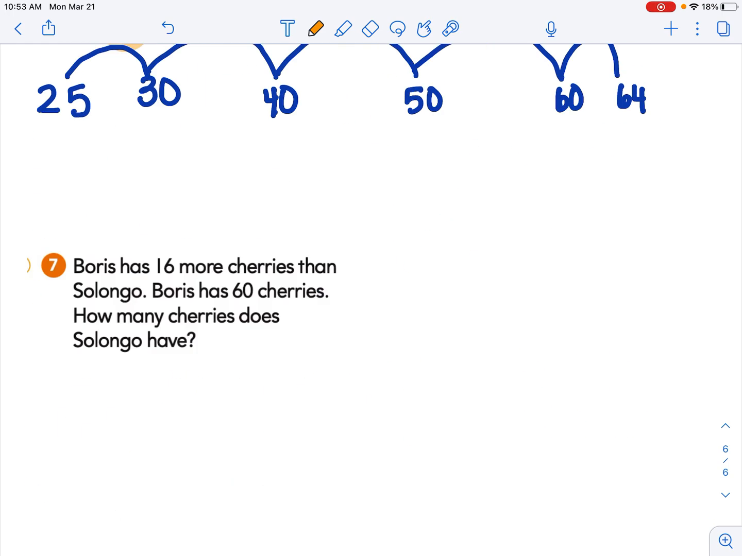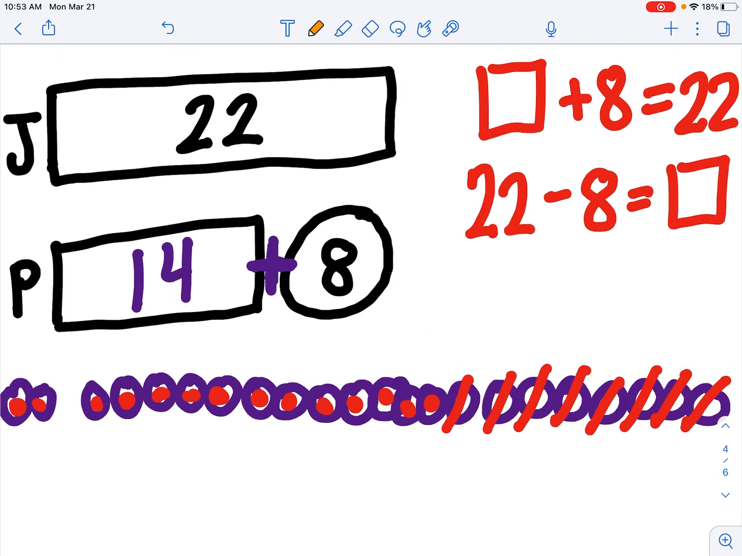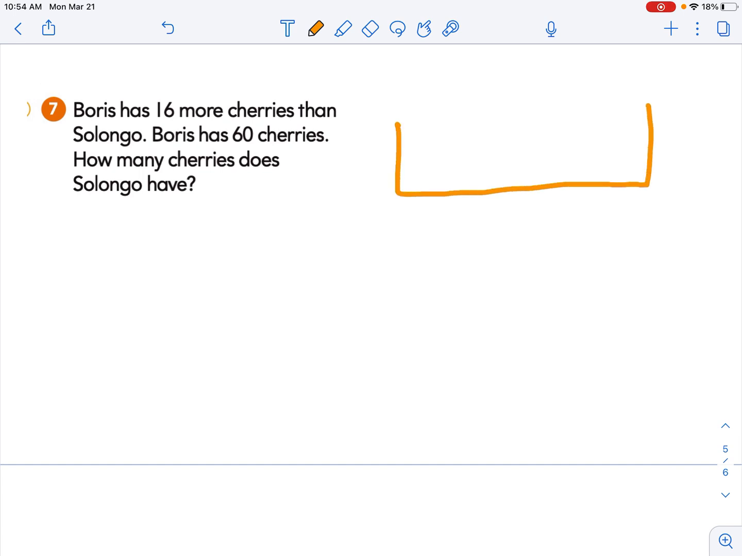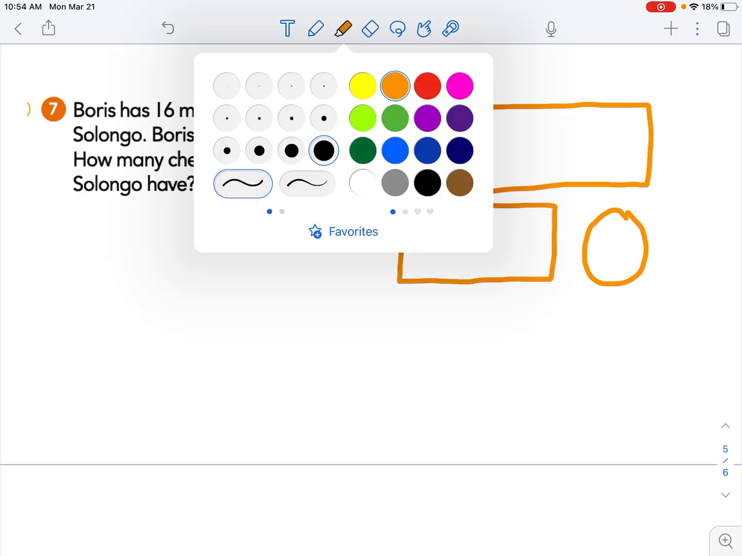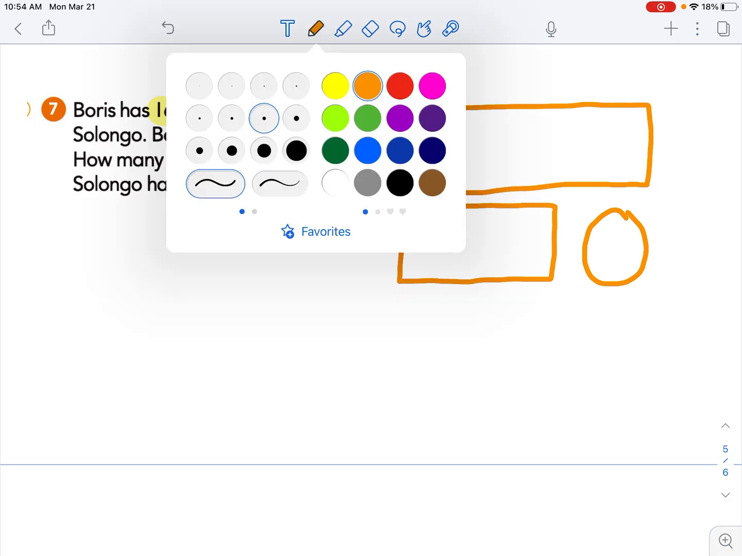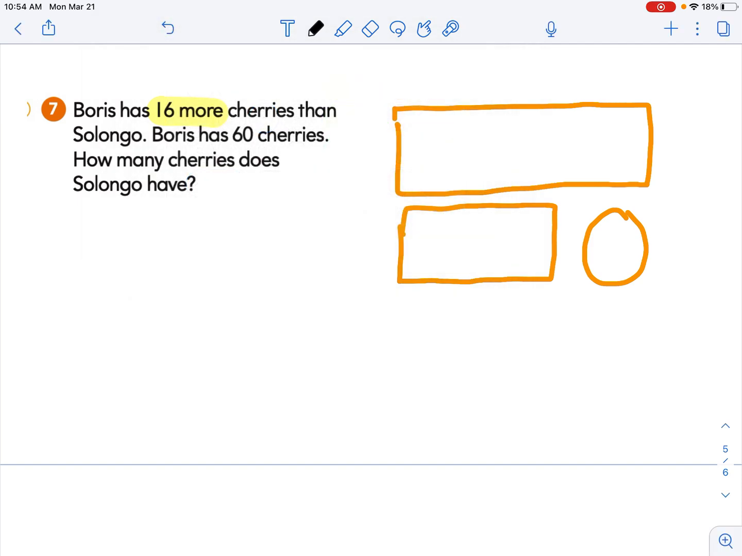Here's another example problem. Boris has 16 more cherries than Salango. Now, right away there, I noticed something. In the word problem, it said 16 more. It didn't just say Boris has 16, it says 16 more cherries. So because that number is right next to the word more, it's telling me the difference. So that number is going to go in the difference circle.